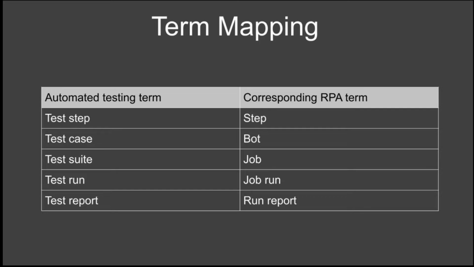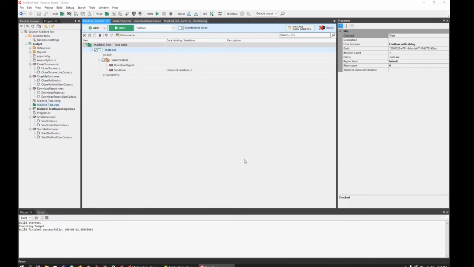So now let's take a look at an example in Ranorex Studio where we use some of these terms inside Ranorex. So here is a sample Ranorex Studio project, which I have just titled Budget. This project is designed to download a monthly budget report and then send it off via email. I just say monthly budget because that's just the title of the report that's in this example.